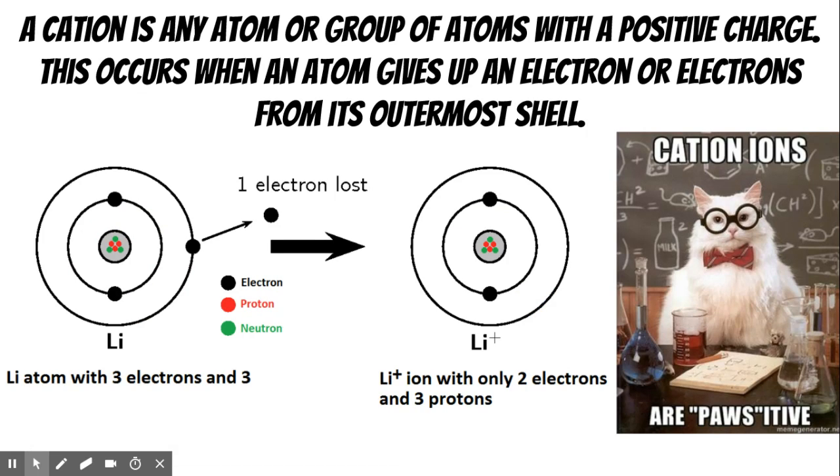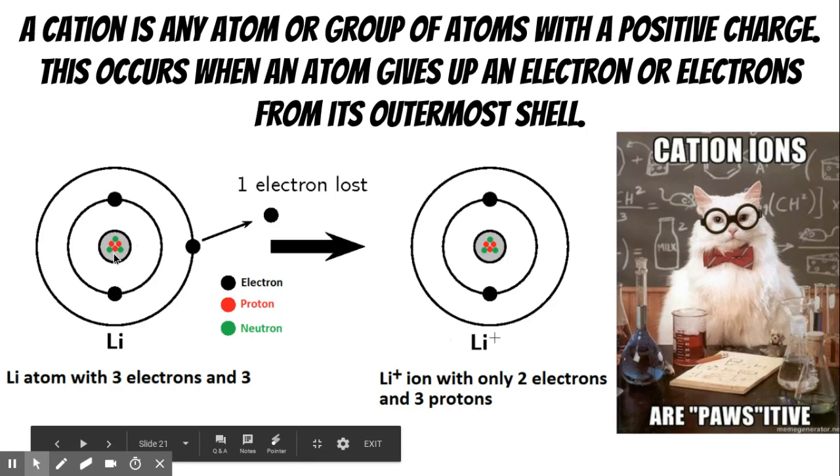The special name for an atom or group of atoms with a positive charge is cation. So when atoms give up an electron or electrons from the valence shell, its outermost shell, it overall has a positive charge. So let's take a look at lithium.